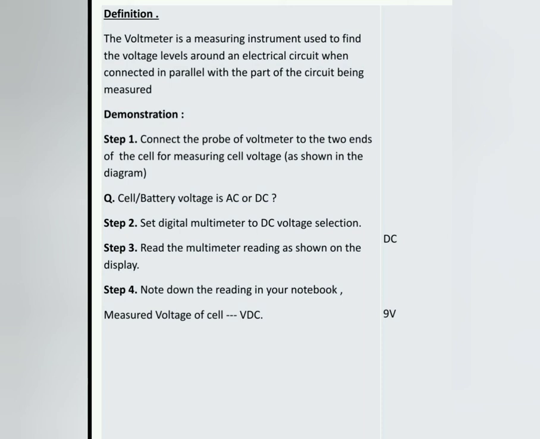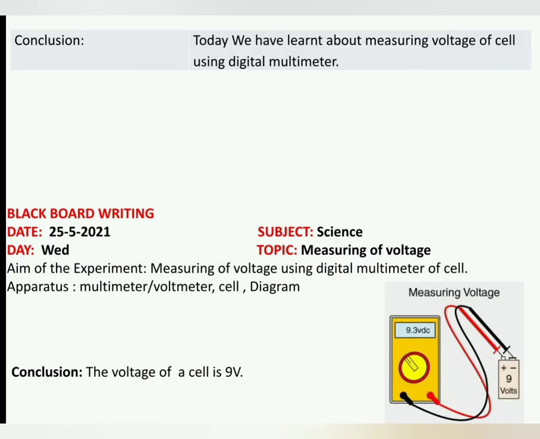So after this definition, teacher may proceed with the demonstration, may proceed with the experiment step by step, right? So all the steps related to this particular case is written over here. This is measurement of voltage by using digital multimeter. So you can easily understand by reading these steps.